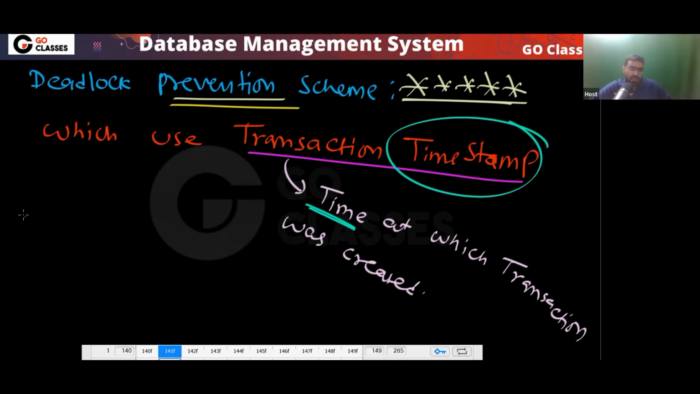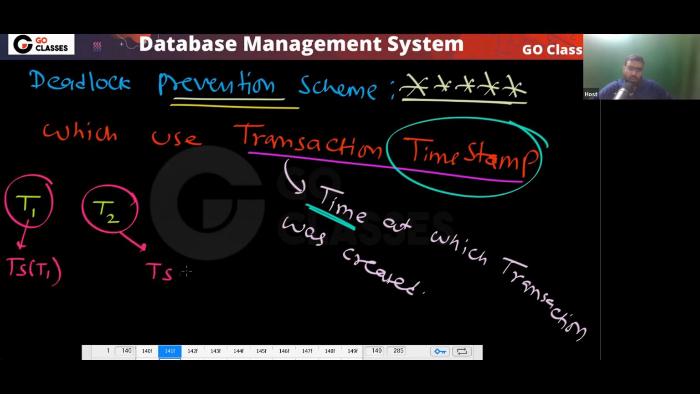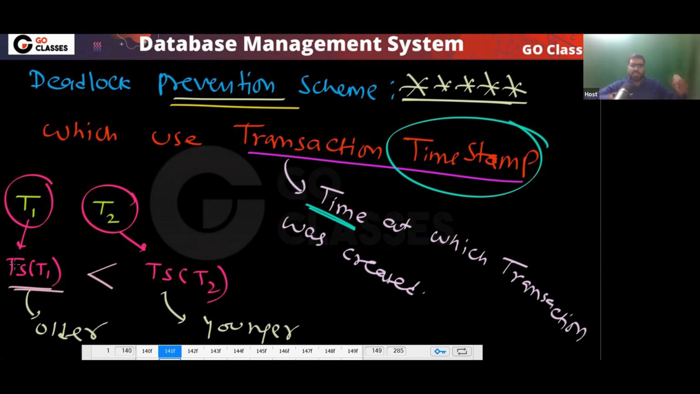So you tell me one thing, if there is a transaction T1, and after this transaction T2 was created, what will happen to the timestamps? There is a timestamp of T1 and a timestamp of T2. Definitely the old transaction will have the smaller timestamp and the new transaction will have the larger timestamp. So this is the old transaction and this is the younger transaction. Is this point clear to everyone?